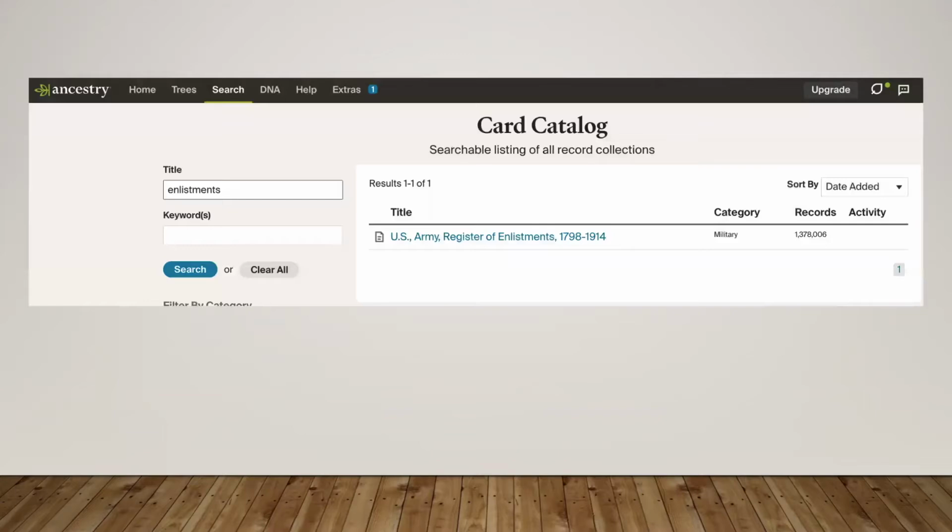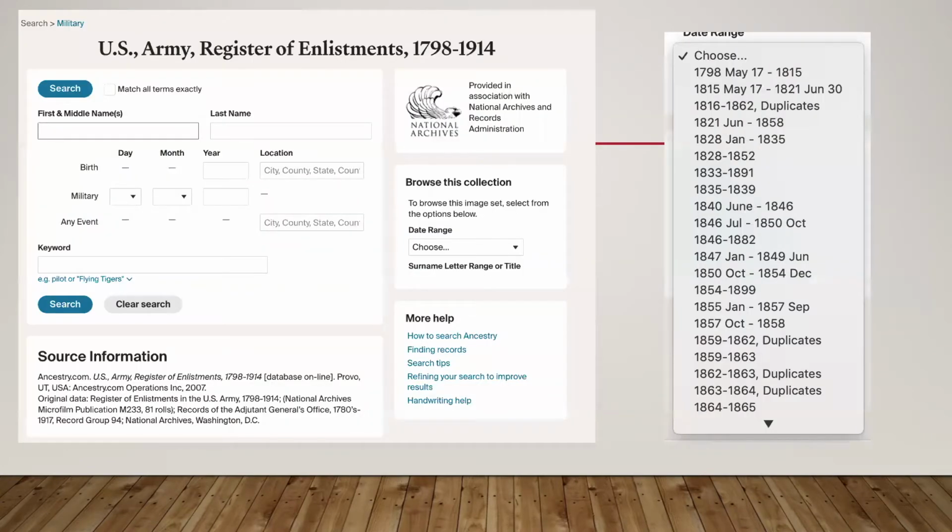So let's start with Ancestry. The first thing you do is you click on the card catalog, because in Ancestry we do everything using the card catalog. That way we can find things easily. So if you type in enlistments, the only thing that shows up is U.S. Army Register of Enlistments. That will take you to a search screen. You can also browse this collection, and you can see on the right the dates that are browsable, and it goes on all the way to 1914.